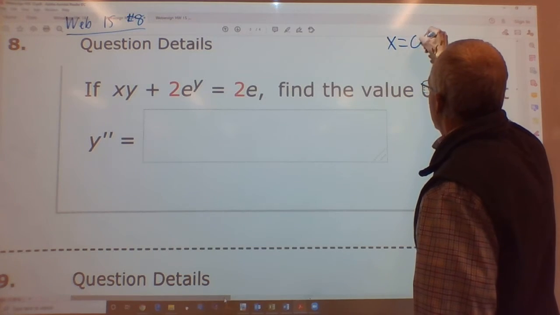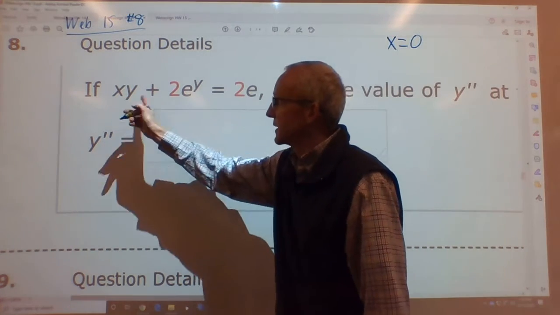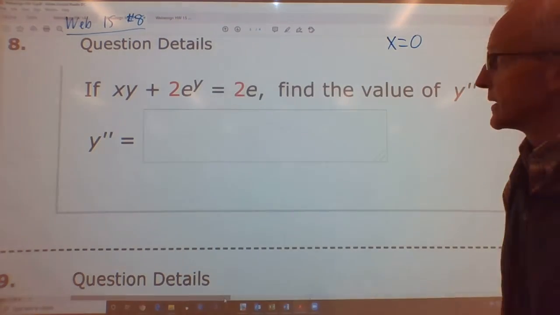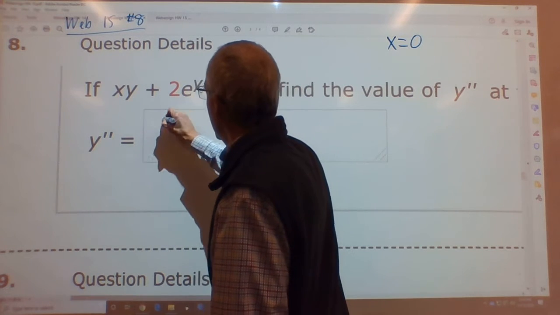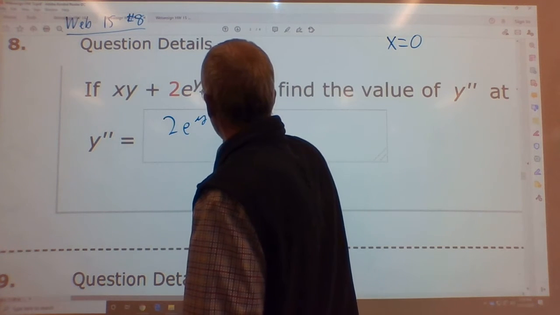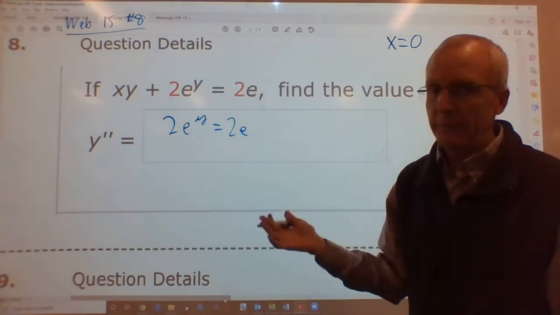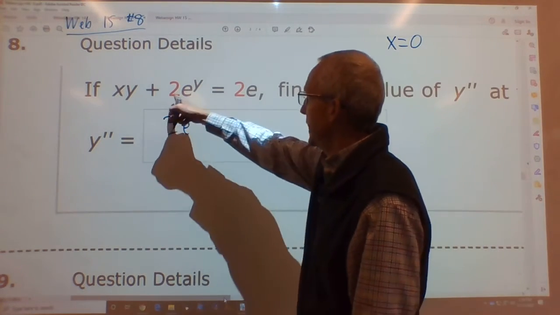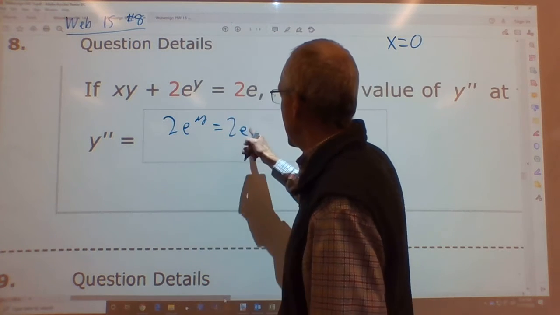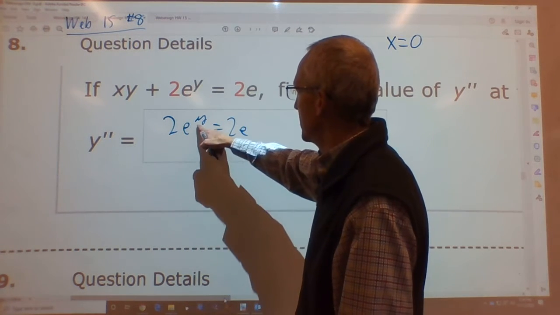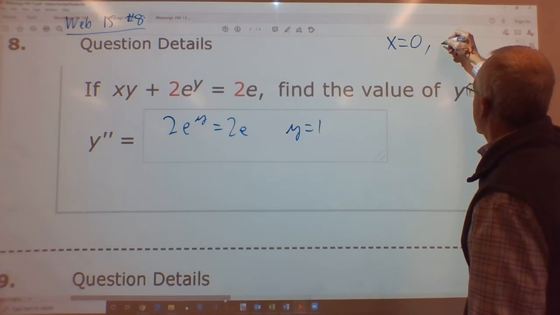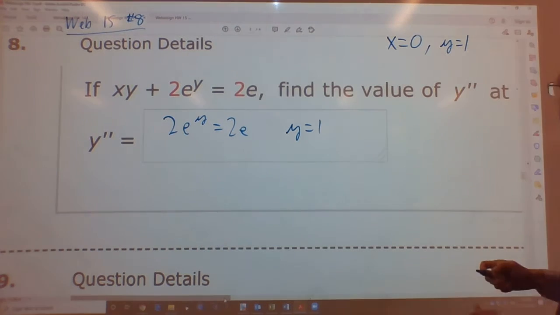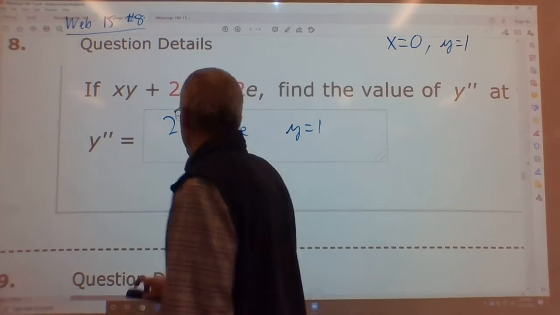Okay, so first thing is, we need to know what y is. They tell us x equals 0. What is y when x equals 0? So you use the original equation. X equals 0, that's 0. So then we just have 2e to the y is equal to 2e. Very clearly, y equals 1, right? e to the 1 power is equal to e. So I know y equals 1. So I have the point x equals 0, y equals 1. That's the first step, figuring out both values if they don't give you both.